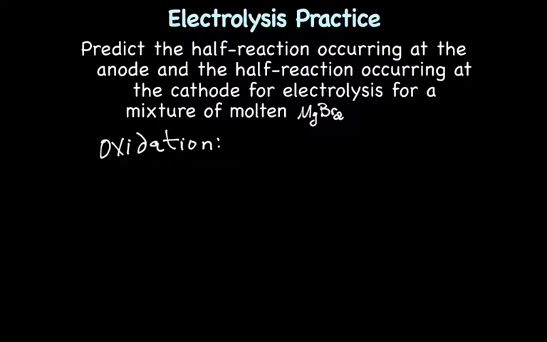Which would be the anode. Now, between the Mg and the Br, which would be most likely to oxidize? Remember, oxidizing is losing electrons. So who's going to be more likely to lose? That would be the bromine, right? Bromine is bromine ion, right? So Br is much more likely to lose an electron.